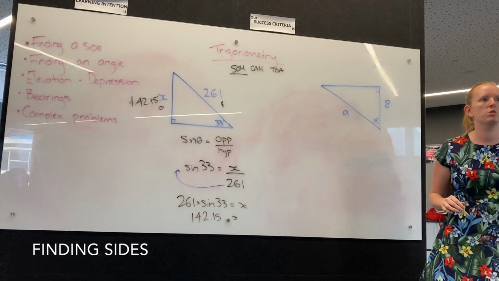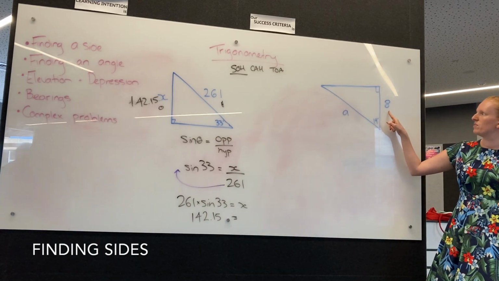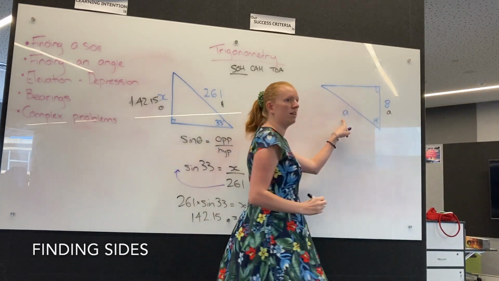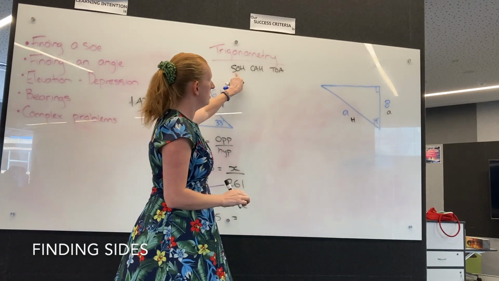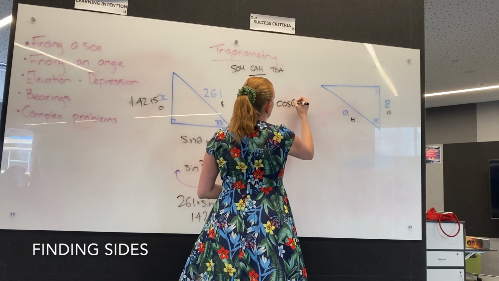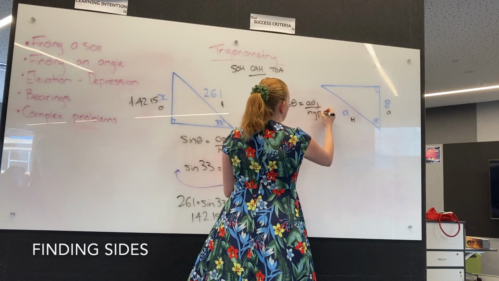First up, I want to identify what sides of the triangle I'm using. So this side over here is our adjacent side. And what's this one here? Hypotenuse. So SOH CAH TOA, which am I going to be using? I'm going to be using CAH. And CAH means cos, which is equal to adjacent over hypotenuse.